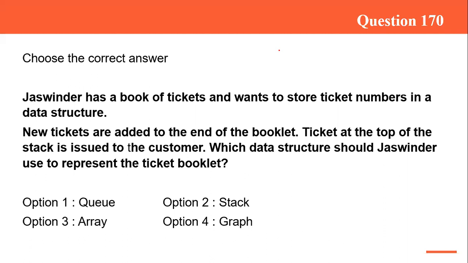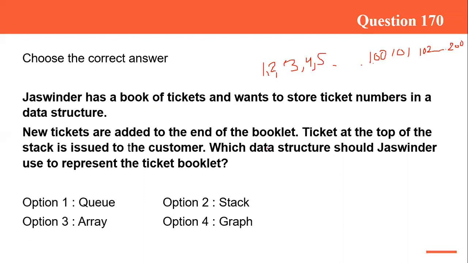Jaswinder has a book of tickets and wants to store the ticket numbers in a data structure. How will the tickets generally be? It will be something like 1, 2, 3, 4, 5, 6, 7, 8, these numbers, and so on. Let us assume he has 100 tickets. New tickets are added to the end of the booklet. That means, for example, another 100 tickets are added. Ticket numbers 101, 102, 103, and so on will be added at the end till 200.